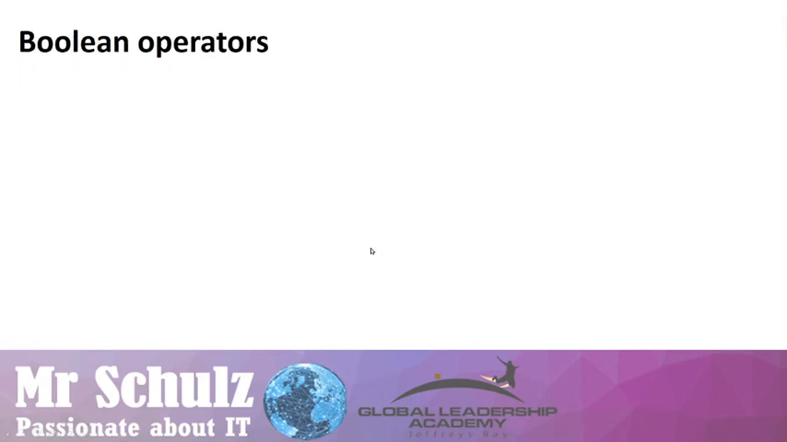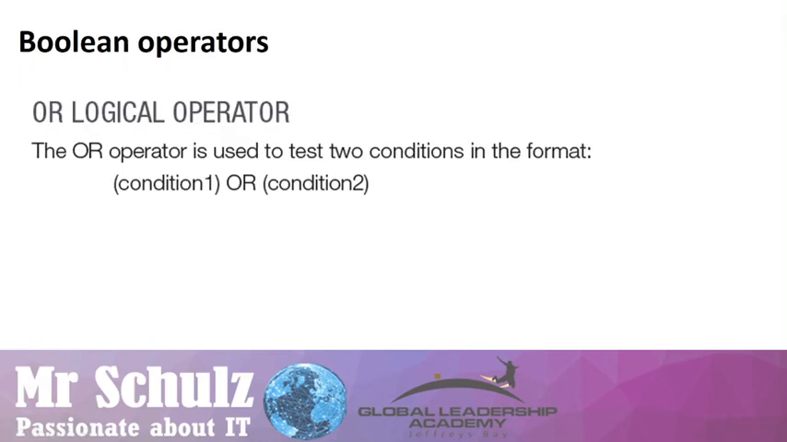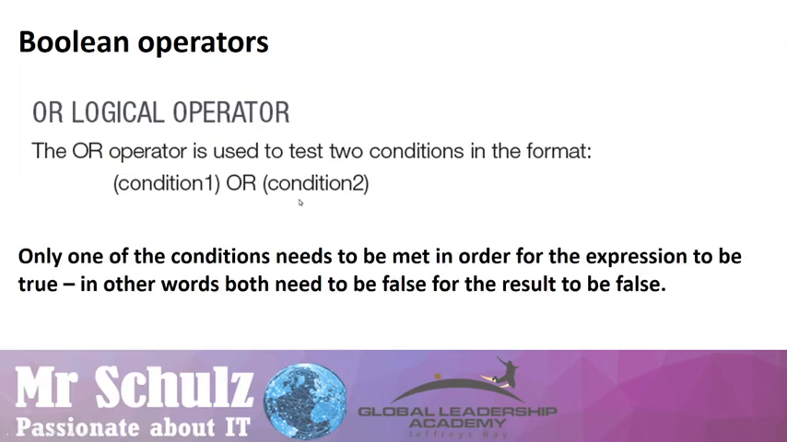Let's have a look at our OR operator. Again, very similar in the format. We have condition 1 or condition 2. However, only one of the conditions needs to be met in order for the expression to be true. In other words, both need to be false for the result to be false.